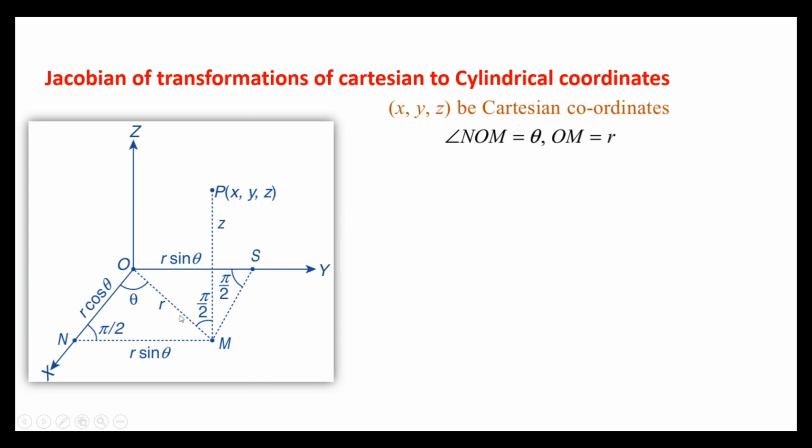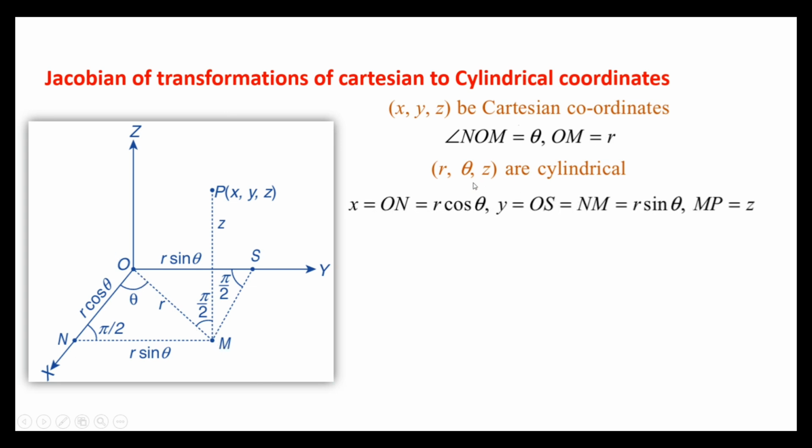Basically, angle NOM is theta here. You can observe here OM is equal to r, the distance between the points O and M is r, then (r, theta, z) are the cylindrical coordinates of the point P. Here we have ON is x, that is equal to r cos theta, therefore x equals r cos theta. OS is y here, that is NM also, where NM is r sin theta, therefore y equals r sin theta. You can see here the distance between the points M and P is z.